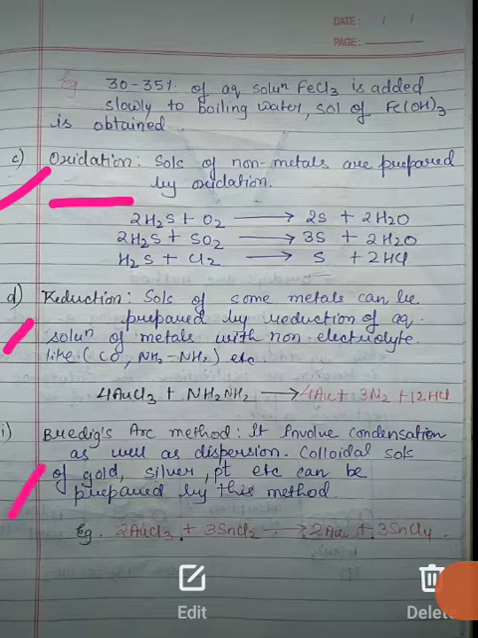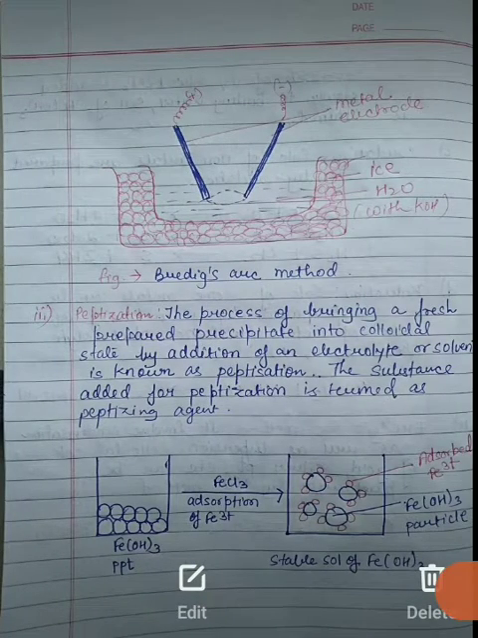Then we studied Bredig's arc method, in which two processes take place, dispersion and condensation. Here we put two electrodes of the metal whose colloid we want, and pass high voltage to it, and then we get the colloidal particles. We also studied peptization, a simple process where a freshly prepared precipitate is converted into colloid by the addition of an electrolyte. Here you can see FeCl3 is the electrolyte.